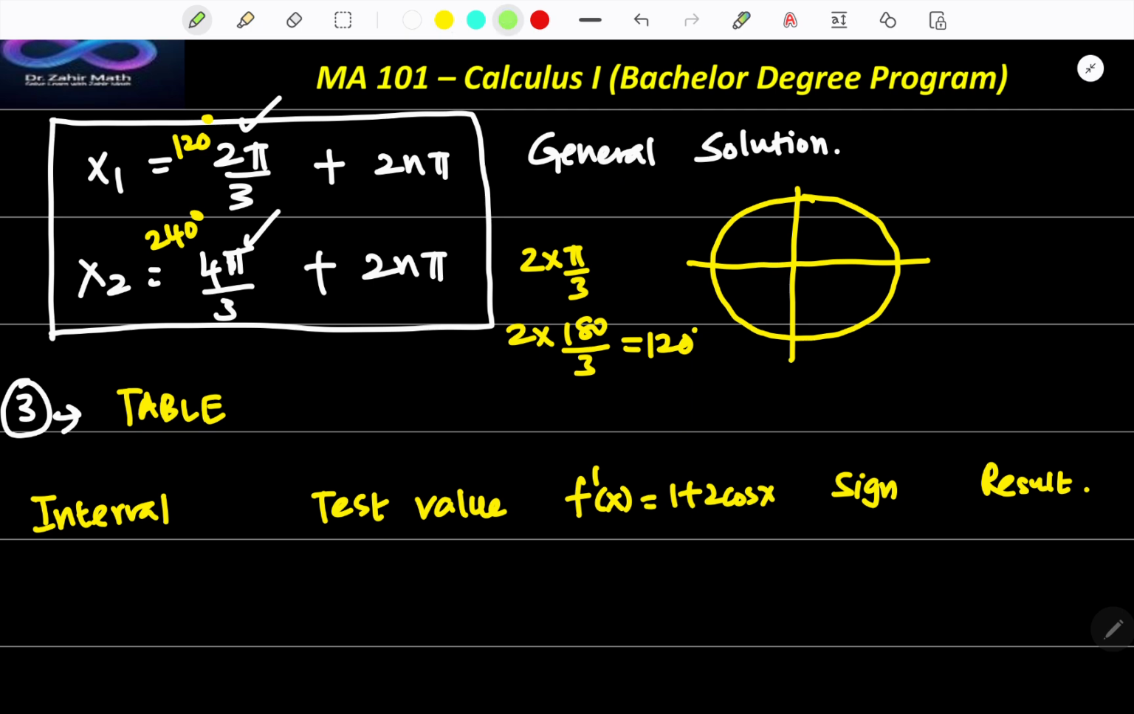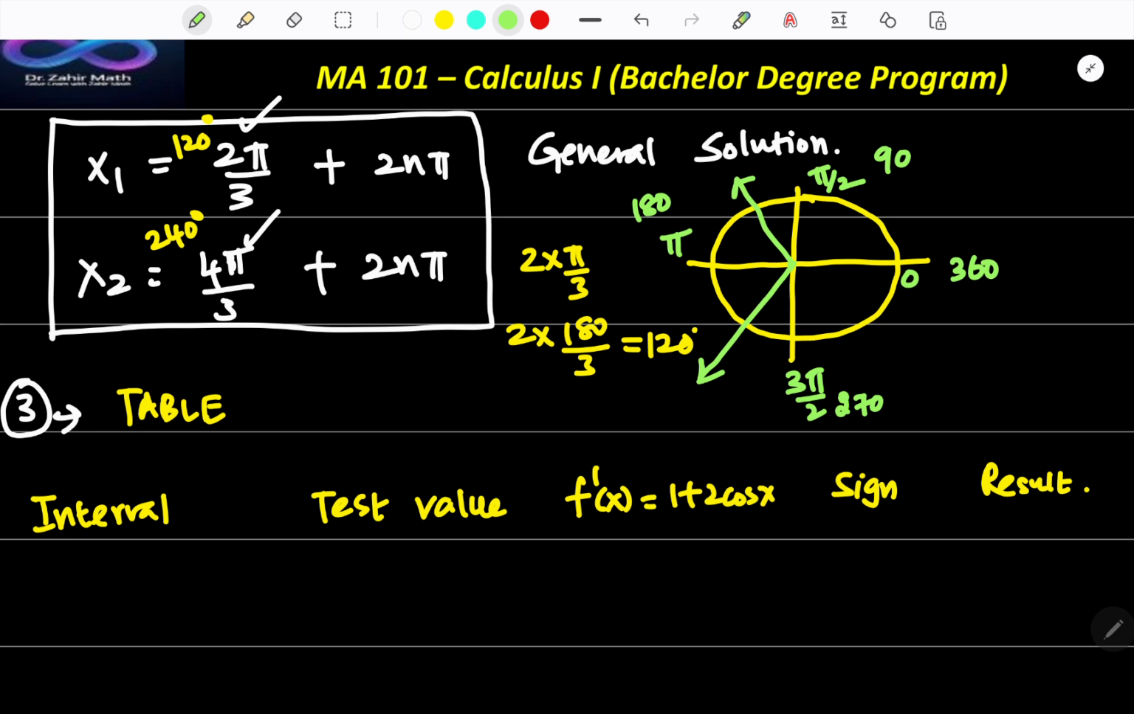Look everybody, this one is 0, and this one is pi by 2, and this one is pi, and this one is 3 pi by 2. So it means 0, 90, 180, and then 270, then 360. Clear everybody? Where is 120? 120 is here, okay? Where is 240? 240 is here, right?